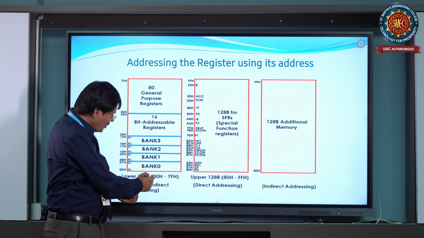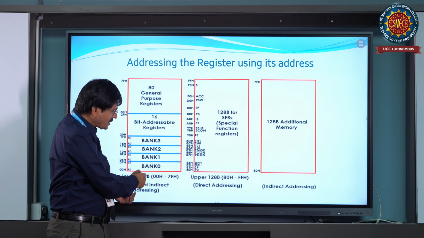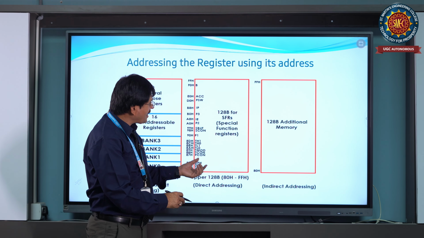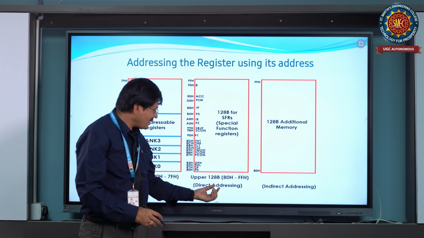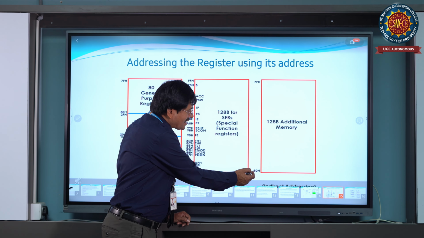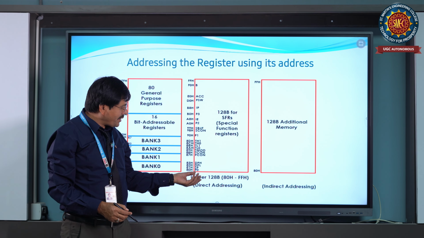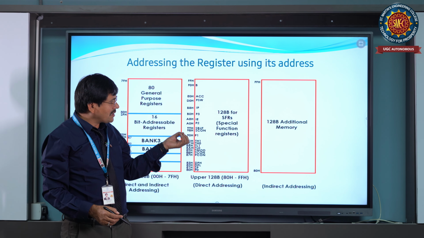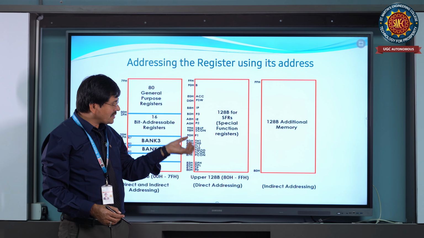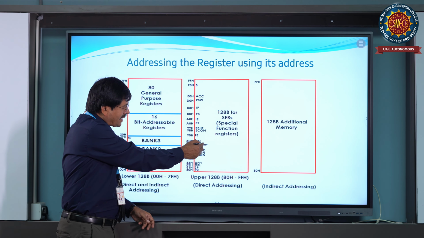The lower RAM occupies 00H to 7FH, and both direct and indirect addressing modes are available to access it. For the upper RAM, the starting address is 80H to FFH, 128 bytes of additional memory, and the special function registers, ports, everything is available in the upper RAM only. Okay, now here we can see all the setup. In the next slide I will show you clearly.